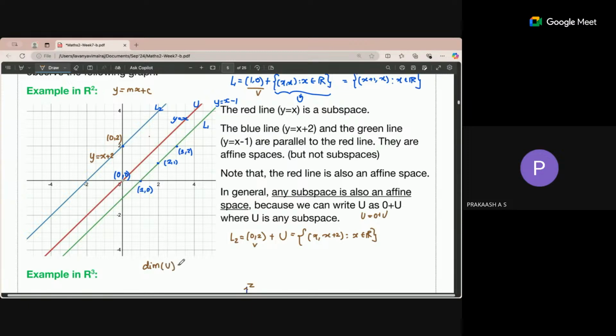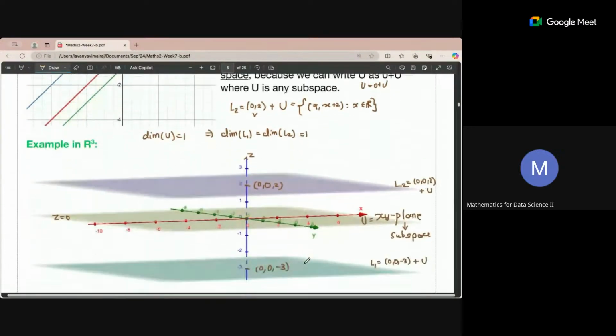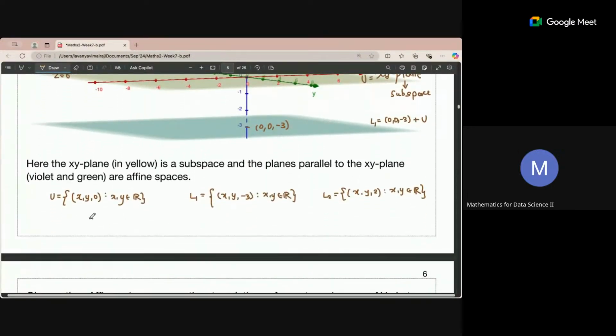What is the dimension of U? It is 1, right? So if the dimension of U is 1 and L1 and L2 are of the form V plus U, you can say that the dimension of L1 and the dimension of L2 are both 1. The same way here, what is the dimension of U? It's 2. So this means that the dimension of L1 as well as the dimension of L2 is 2.